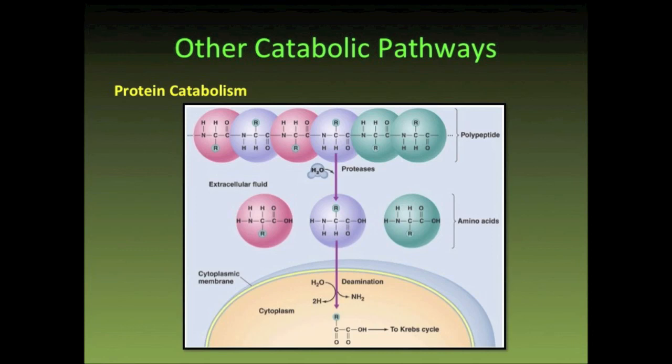Once inside the cell, the amino acids may be further catabolized by removing the amino group in a process known as deamination. The molecules left after removing the amino groups resemble the carbohydrates found in the citric acid cycle, and therefore may act as substrates in the Krebs cycle to produce energy for the cell.